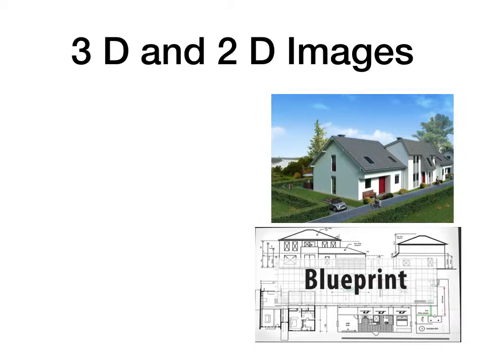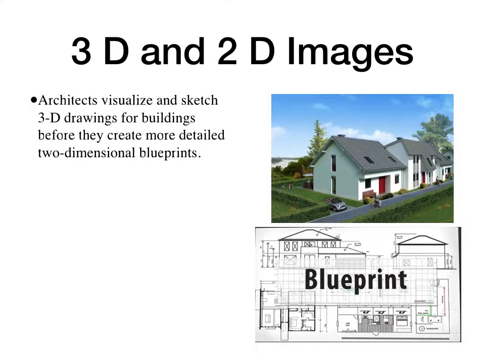So how do architects use 3D and 2D images? Well, architects' first step in designing a building is that they would visualize and sketch a 3D drawing for that building before they move on and create more detailed two-dimensional blueprints. So the image at the top is a 3D image of a building, and then the image beneath it is a two-dimensional blueprint. So what's the difference between 3D and 2D?